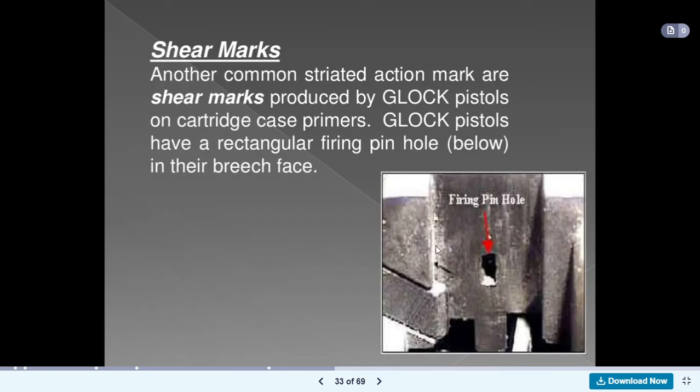So shear marks, doon sa firing pin hole nag-cause siya of shear marks. Another common striated action mark is called a shear mark, commonly produced by Glock pistols on a cartridge case primer. So Glock pistols cause shear marks because they have a rectangular firing pin hole in their breech face.